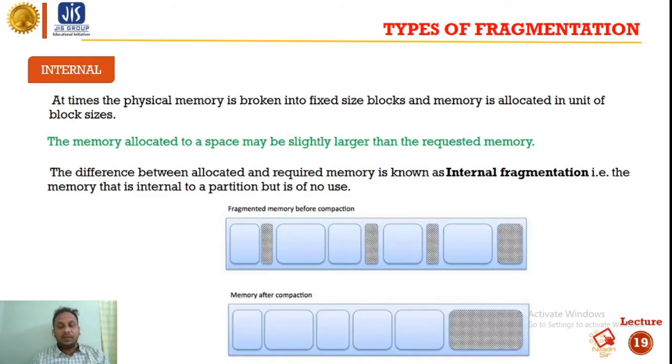So this is the pictorial representation of fragmentation. Fragmented memory before compaction, you can see these are the fragmented areas. But after compaction, the fragmented portions are placed after the processes.